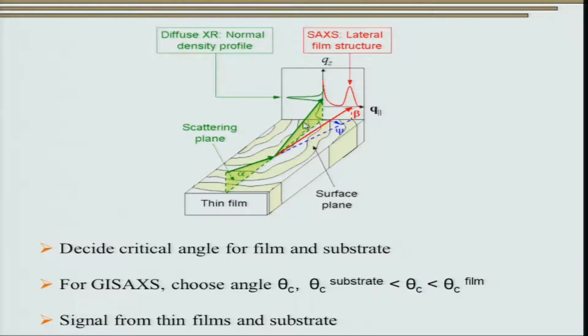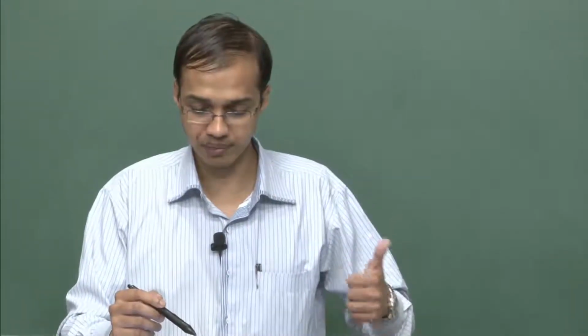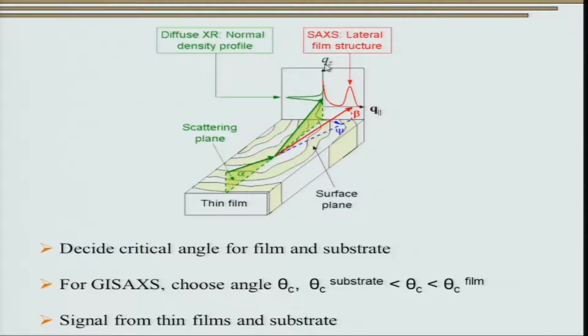So you can see that there is one condition where there is out of plane, and in the other case there is diffraction within the plane, which is along the direction parallel to the surface of the substrate, and therefore the scattering vector is given by q parallel, while the scattering vector in the direction normal to the substrate plane is given by qz.